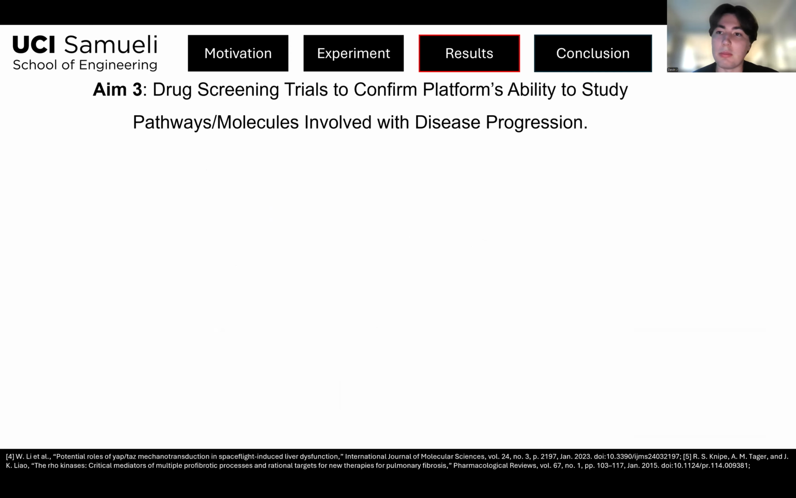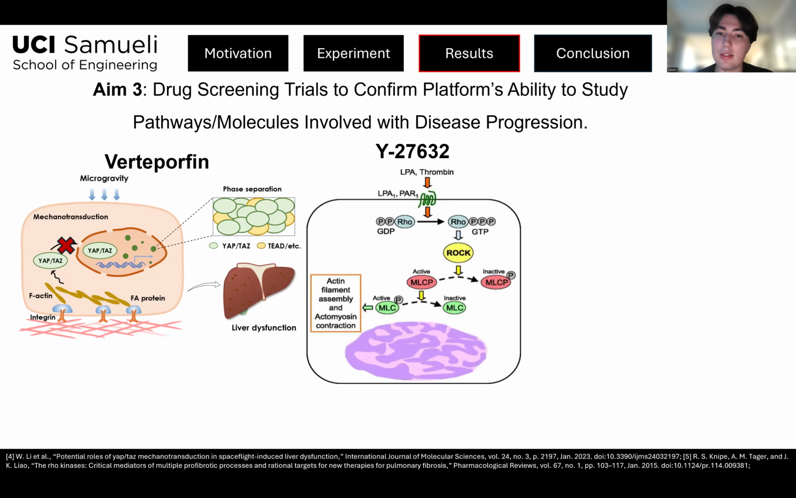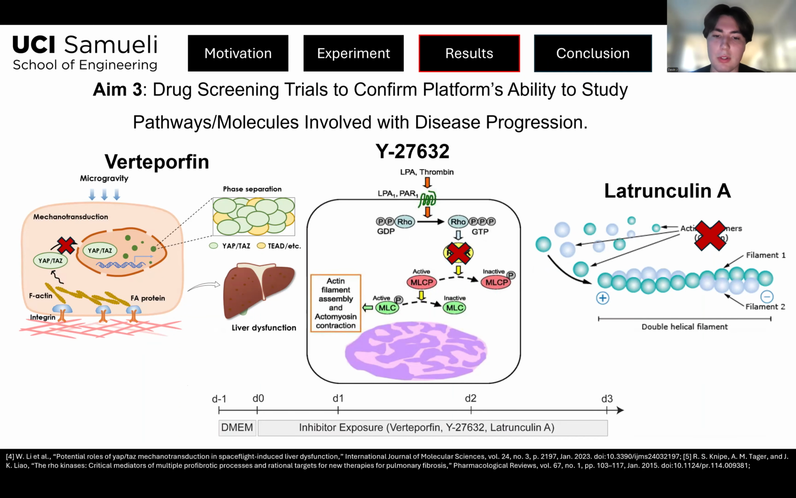Lastly, we want to run a drug screening platform to confirm this platform's effectiveness, and we used 3 inhibitors to do that. The first was verteporfin, which prevents YAP/TAZ from shuttling to the cell nucleus. The second was Y-27632, a ROCK inhibitor, which prevents the ROCK enzyme from allowing this actin myosin contractility to occur. And lastly was latrunculin A, which prevents these G-actin monomers from forming F-actin filaments. This was the experimental timeline, and they were exposed to these inhibitors for 3 days.